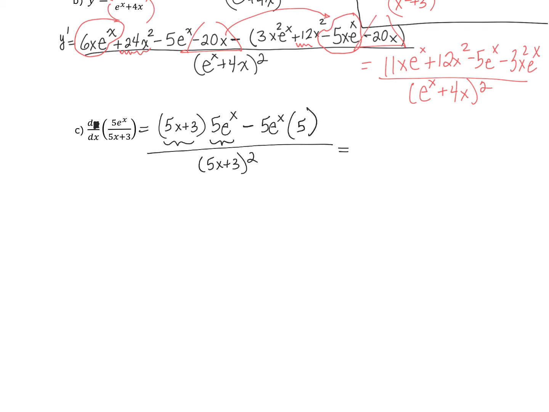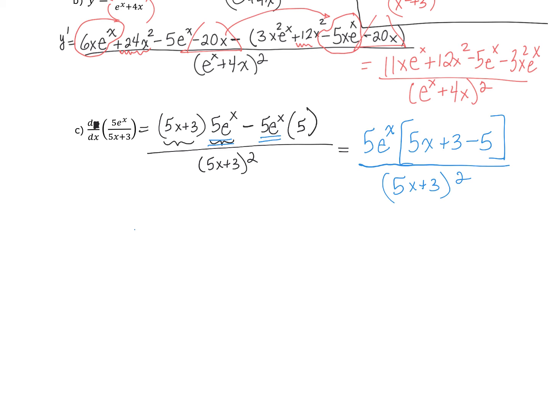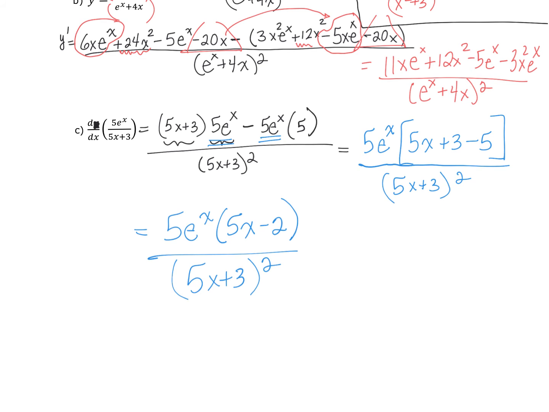Now, this often happens when we're working with an e to the x because it's its own derivative, but I notice that I have a 5e to the x in each one of these. So I'm going to factor that out and get 5x plus 3 minus 5, and then 5x plus 3 squared. And then my final result will be 5e to the x times 5x minus 2 over 5x plus 3 squared. All right.